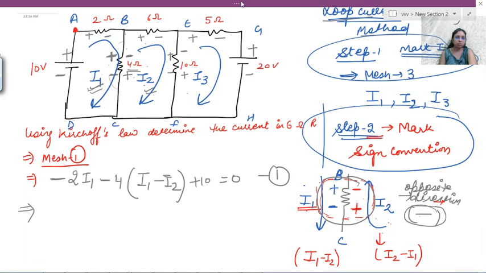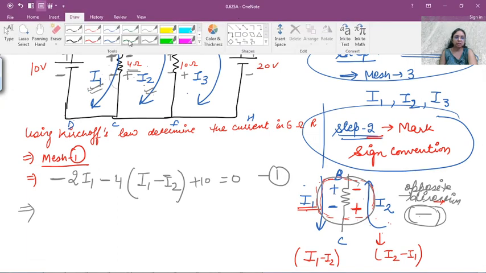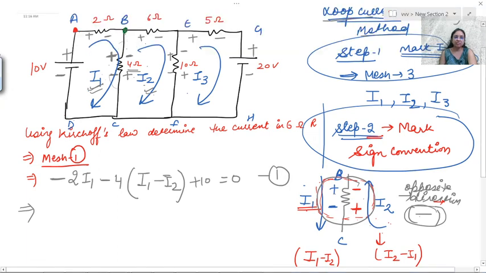Now you're going to tell me what would be the equation for mesh 2. You are standing at B position, moving from B to E, E to F, F to C, and C to B. So B to E, what is the second sign? Again negative. Resistance is how much? 6 ohm. Current is how much? I2, because see, I2 is flowing, right? Next again E to F, second sign is negative. Resistance is how much? 10 ohm, and you are moving from E to D.